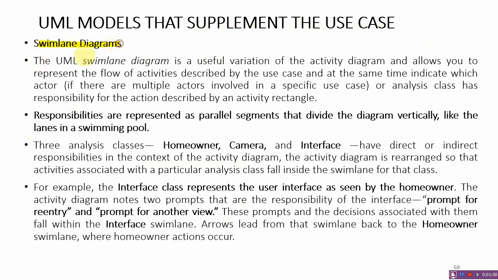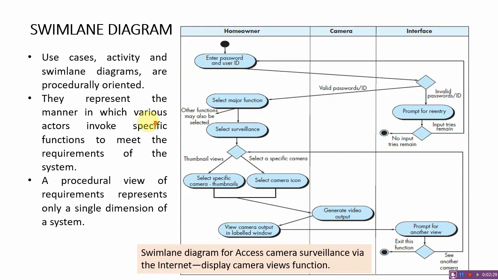Next is a swim lane diagram. The UML swim lane diagram is a useful variation of the activity diagram and allows you to represent the flow of activities described by the use case, and at the same time indicate which actor or analysis class has the responsibility for the action described by an activity rectangle. The responsibilities are represented as parallel segments that divide the diagram vertically, like the lanes in a swimming pool. You can see it over here.